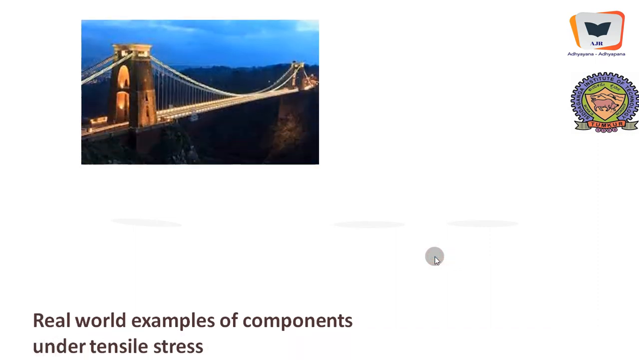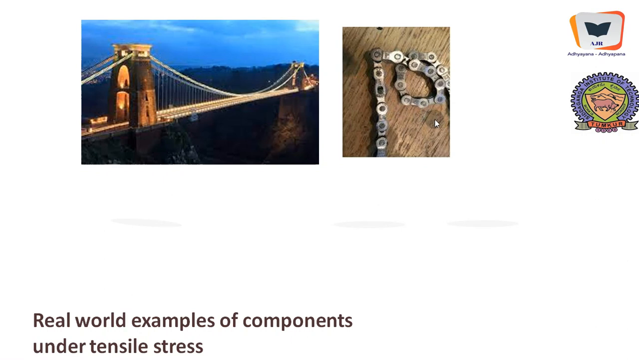And there are some real world examples of components under tensile stress. And here is a bridge. This is called a suspension bridge, and this is the suspension, and this particular bridge is hung to this suspension. And these are all suspending rods. The suspending rods are in tension, and the suspending string is also under tension. And the entire load of this bridge is borne by this string, of course a big diameter rope, a steel rope actually, and these are the suspenders.